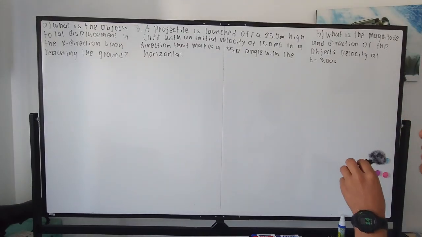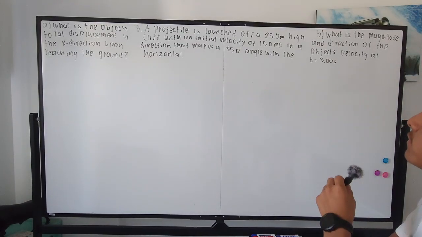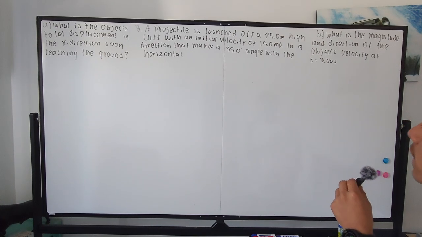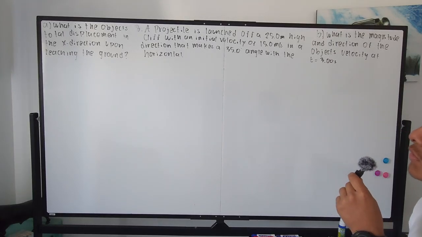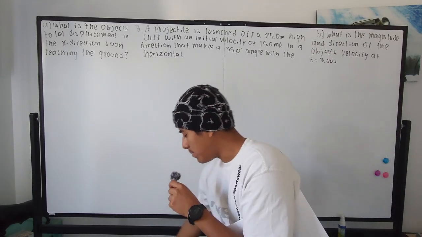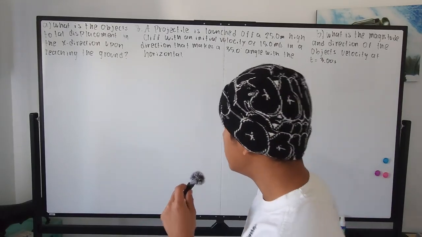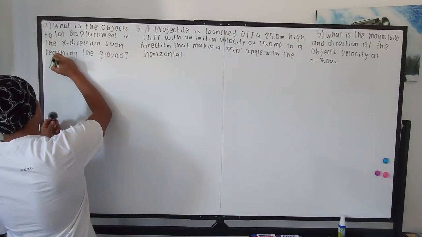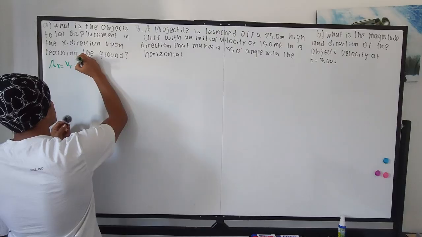All right, moving on to problem number 3. It says a projectile is launched off a 25-meter high cliff with an initial velocity of 15 meters per second in a direction that makes a 35-degree angle with the horizontal. Part A is asking us what is the object's total displacement in the x direction upon reaching the ground. So in order to find the displacement in the x direction, we're going to use this equation where delta x is equal to the velocity in the x multiplied by the time.